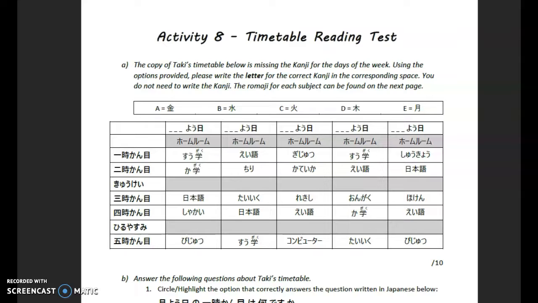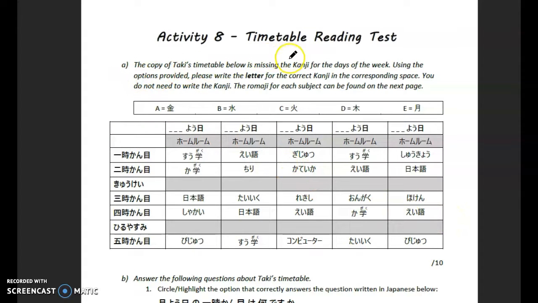So, activity 8. Hopefully you have this booklet in front of you and you are ready to work for the rest of this lesson on this task. It begins, you have a copy of a timetable in front of you. You've got the lessons on the left-hand side, the days across the top, and all of the subjects. So this is a copy of Taki's timetable.